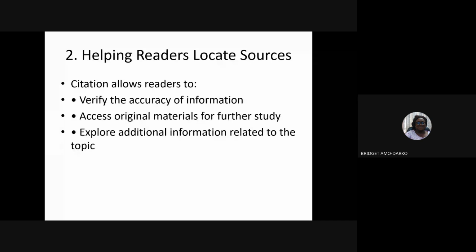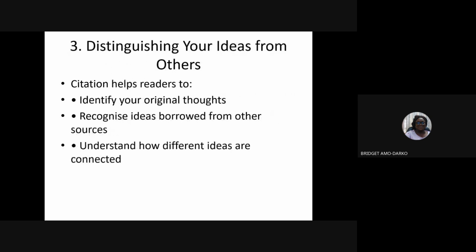Two, helping readers locate sources. Citation allows readers to verify the accuracy of information, access original materials for further studies, and explore additional information related to the topic. Three, distinguish your ideas from others. Citation helps readers to identify your original thoughts, recognize ideas borrowed from other sources, and understand how different ideas are connected.